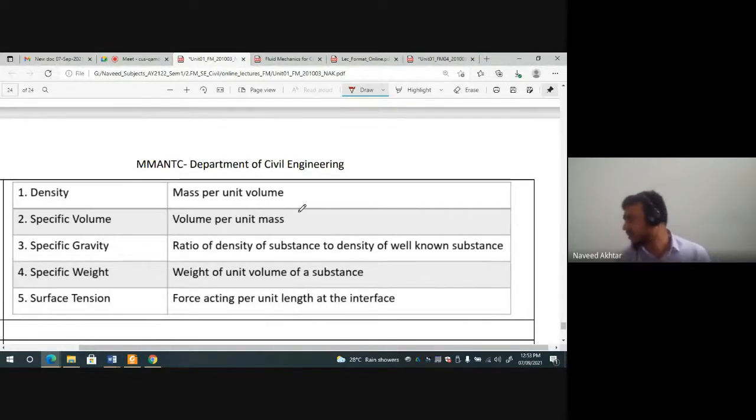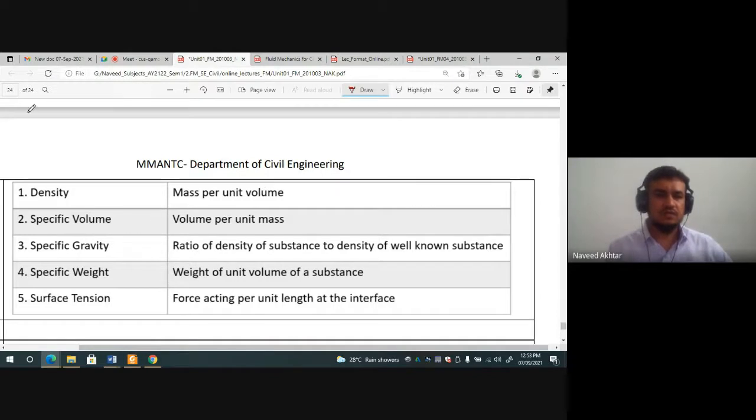And part B of your unit is nothing but the fluid statics, and it starts from tomorrow, inshallah. So tomorrow we will first solve one or two examples on these properties of fluid, and then in the next class we will go for the fluid statics.